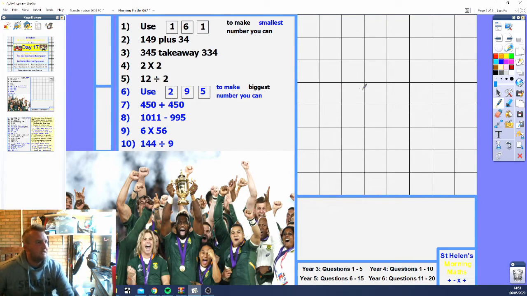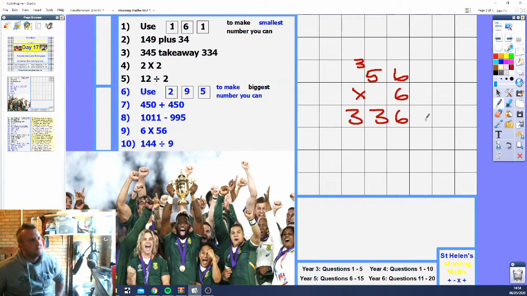66 times 56, you got 56 over here. You multiply it by 6. 6 times 6 is 36. Put the 30 on the next place value. 5 times 6 is 30. It becomes 336. I'm going to do a couple of inverses.